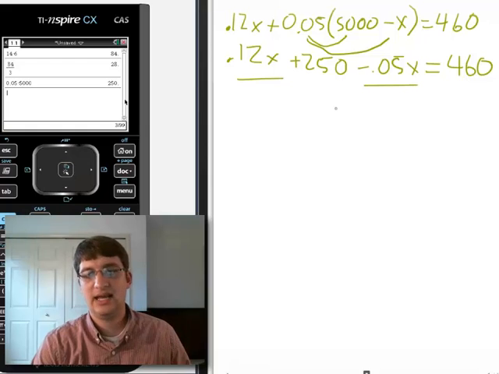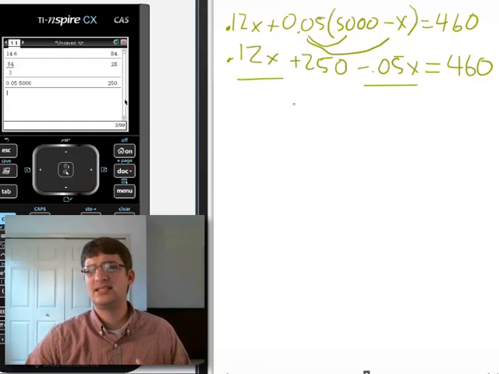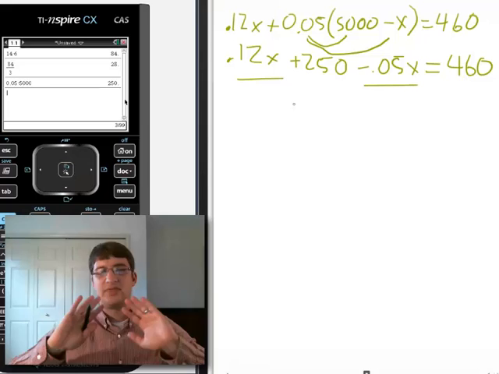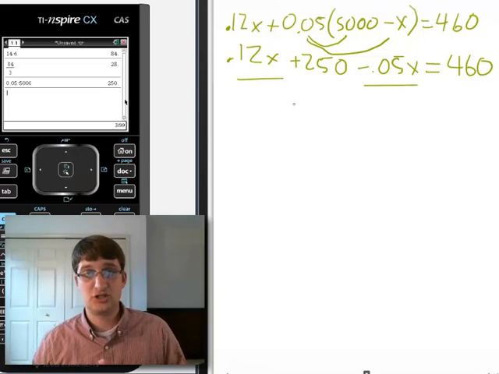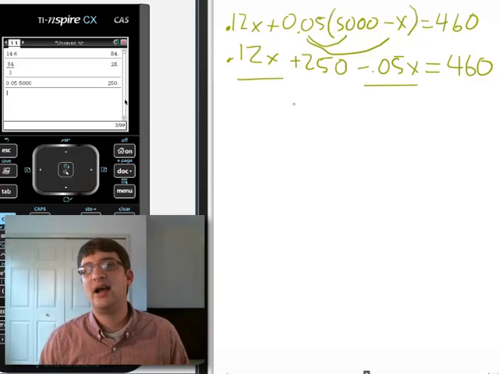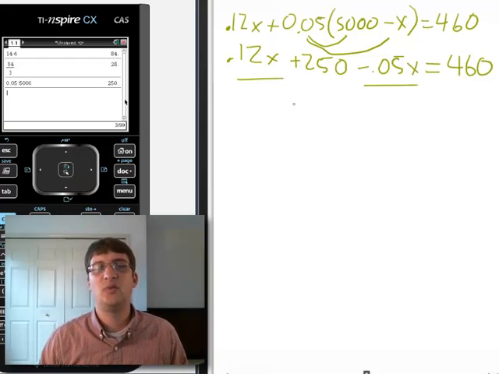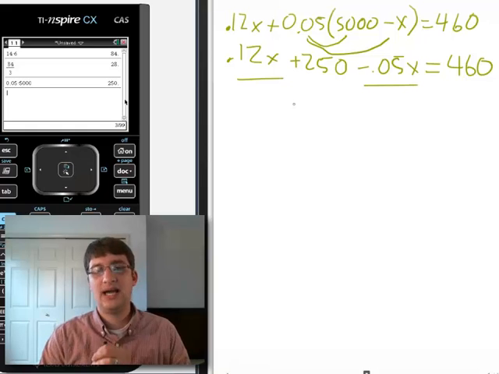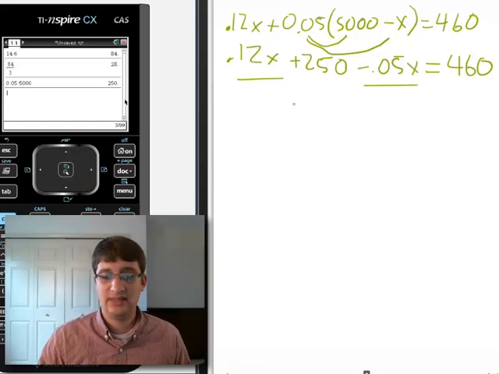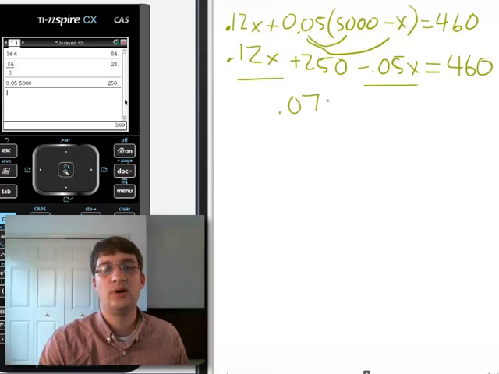0.12x with the negative 0.05x. When I'm doing this mental math style, I try to think of them as whole numbers, for example, what's 12 minus 5? And then I rewrite that answer with the decimal place where it should be. If you're not comfortable with that, you can use the calculator. So 0.12 minus 0.05 gives me 0.07 as that answer. So I got 0.07x plus 250 equals 460.